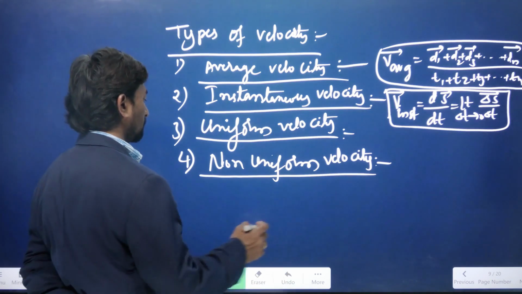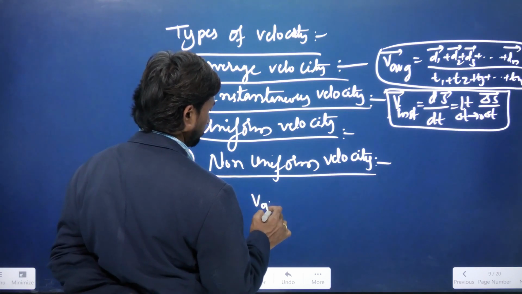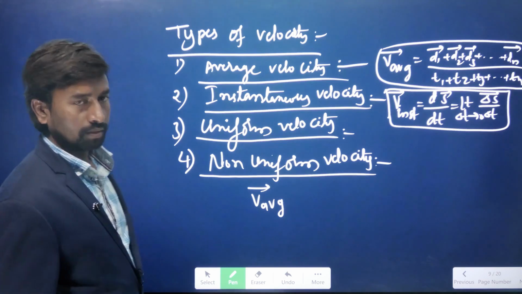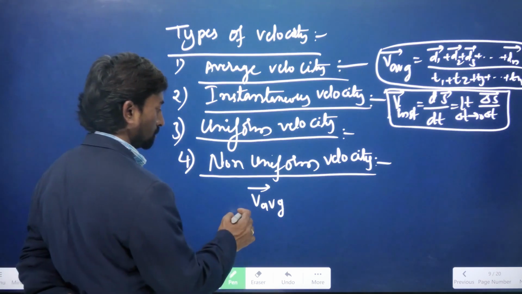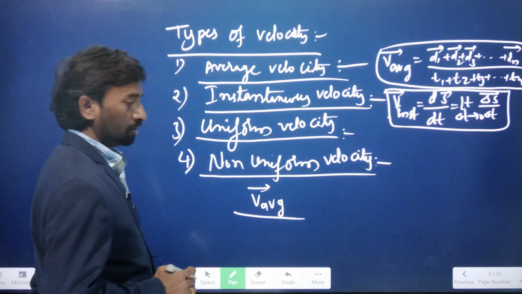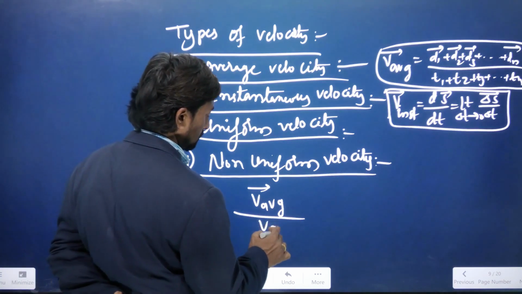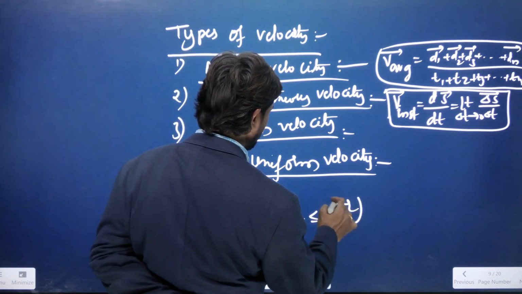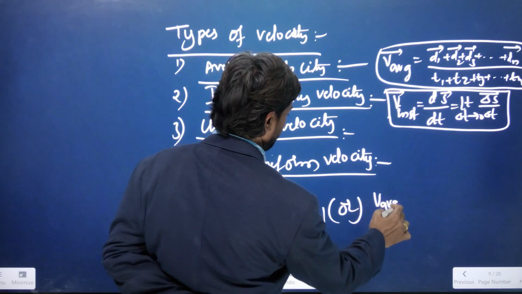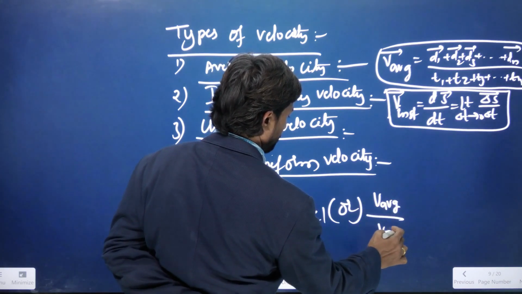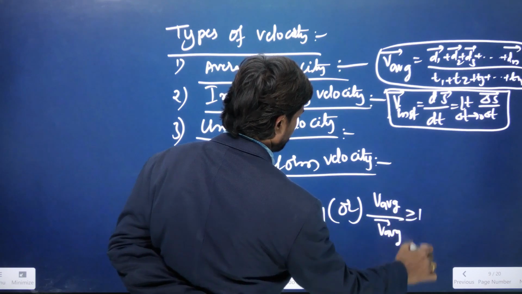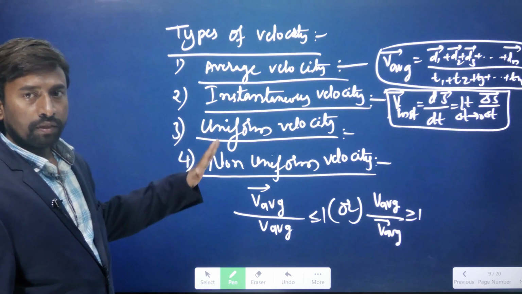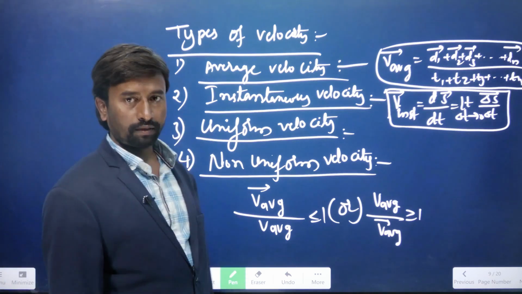And here, if you take the ratio of average velocity, v_avg bar, this average velocity is always less than or equal to the average speed. If you take the ratio of average velocity to average speed, it will always be less than or equal to 1. Or if you take the ratio of average speed to average velocity, it is always greater than or equal to 1. The SI unit and dimension formula are the same as for speed and velocity generally.